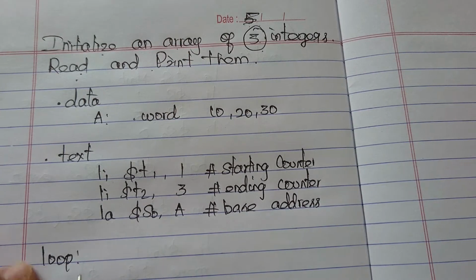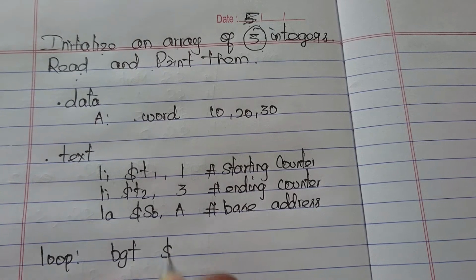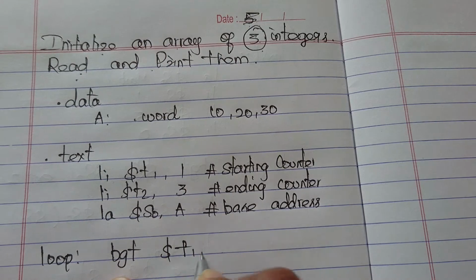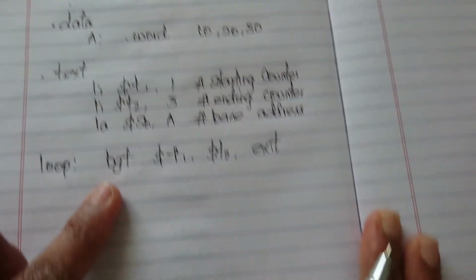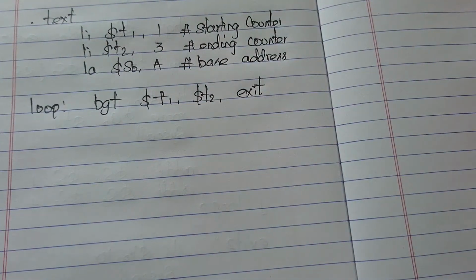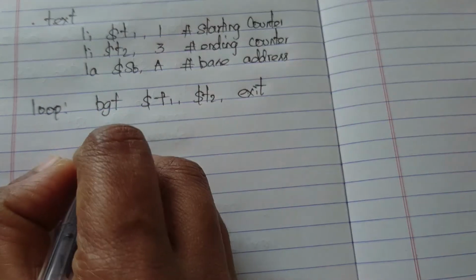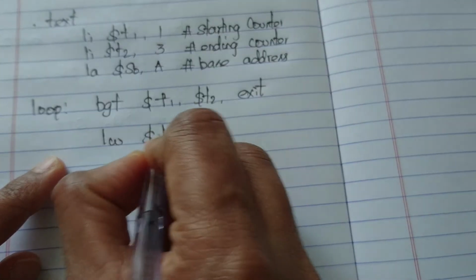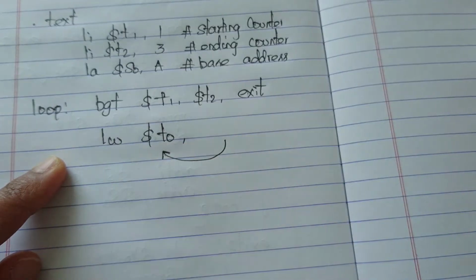I need a label, as usual, for the loop beginning. So let's say T1 is the starting counter, T2 the ending counter, exit. Now I need to load the value, then I have to print. The question is read and print. So for reading I will be using load word. So load word, I'll put it in any register, let's say T0. I'll load the element from the array into this register T0.